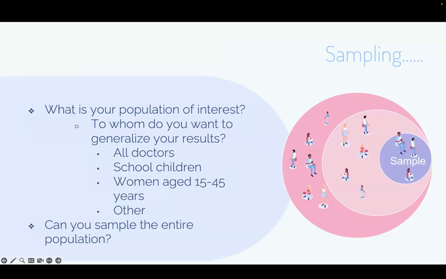So let's kick it off with what sampling is all about. Imagine you have a population of interest, to which you want to generalize your results. For example, you are interested in all the doctors in Canada, or in school children in Ontario. So this is the population you are interested in. And because you cannot sample the whole population, you need to sample a certain portion of the people from this population of interest.